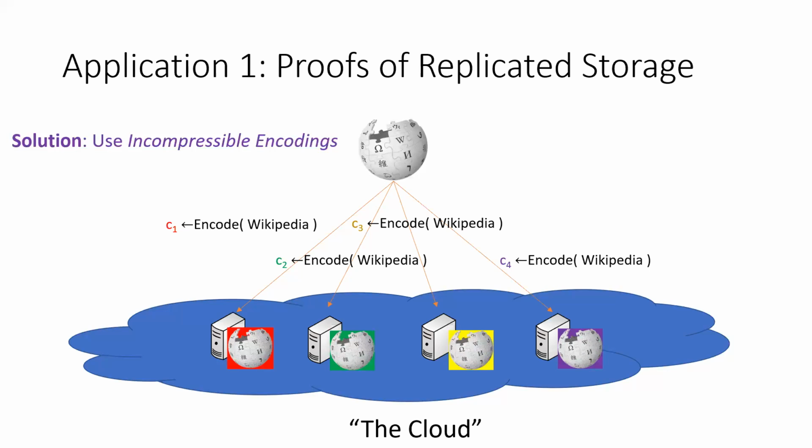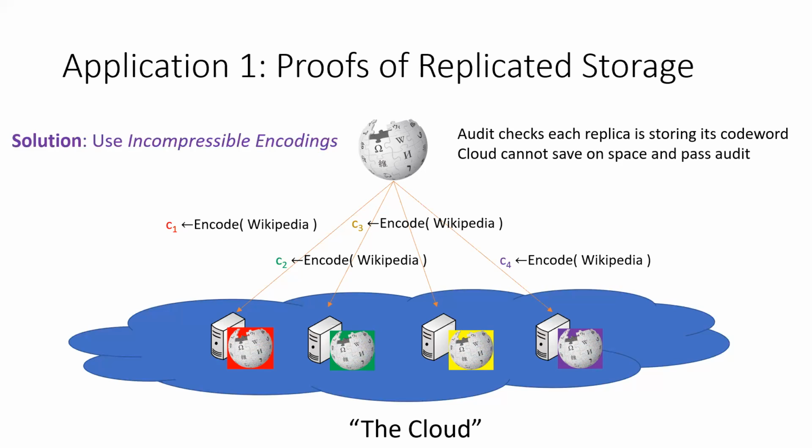If I use an incompressible encoding to do this, and then run an audit that checks that the cloud has all these different code words, the main property that I ensure is that the cloud cannot save on space in any way while being able to pass the audit. So the cloud really has to store 4 different versions of Wikipedia in order to be able to pass this audit. It cannot compress down these 4 code words below the size of 4 times the size of the Wikipedia data.